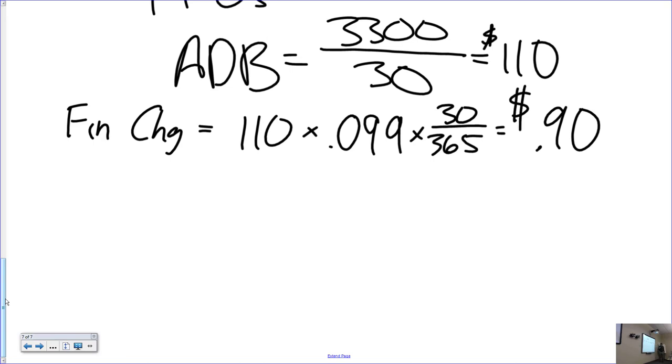90 cents of interest, folks. That's how much interest you would owe if you didn't pay for this suit. All of it in the first month. This is how interest works, right? I mean, the nice part about it is that since it's 1 month, it's 30 over 365, that cuts the amount of interest you actually pay a lot. Right. Notice that this is nowhere near the late fee charge, right?